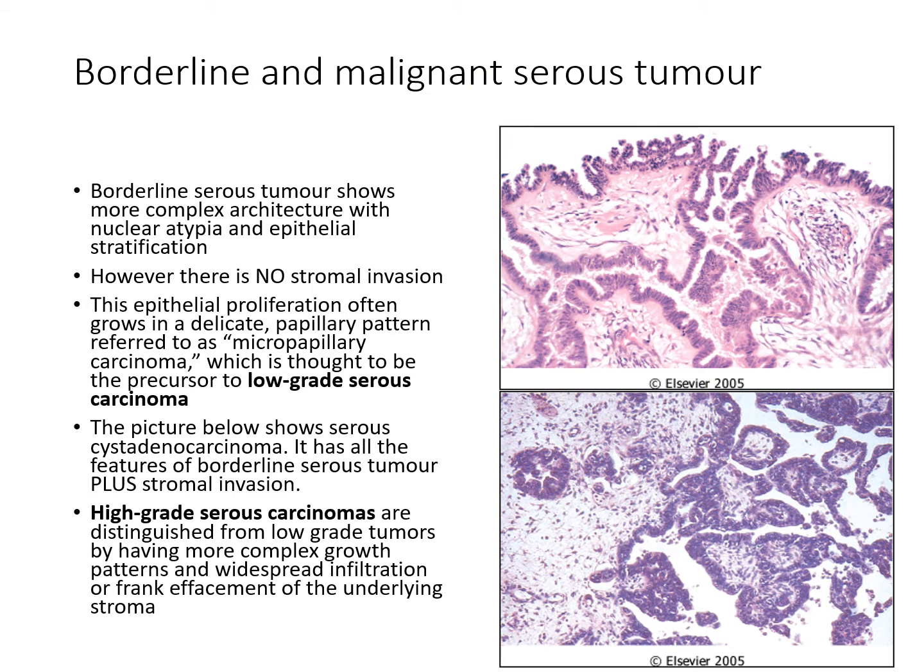This shows a borderline serous tumor. You have more complex architecture with nuclear atypia and epithelial stratification seen here. However, there is no stromal invasion. The picture below shows serous cystadenocarcinoma. It has all the features of borderline serous tumors, such as complex architecture, nuclear atypia, and epithelial stratification, plus it has stromal invasion as seen here.